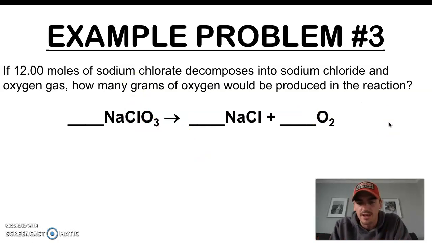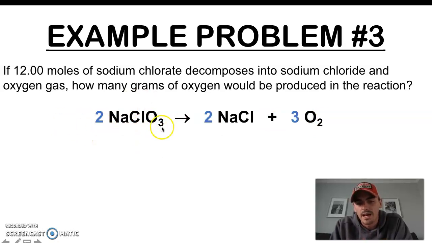I know I'm doing this fast on the videos, but sodium and sodium are good. I can see oxygen is 2 over here and 3 over here, so that's going to be my main issue. I need to get those both to be 6. So now I have 6 oxygens and now I have 6 oxygens. I have 2 sodiums and 2 sodiums. I have 2 chlorines and I have 2 chlorines.